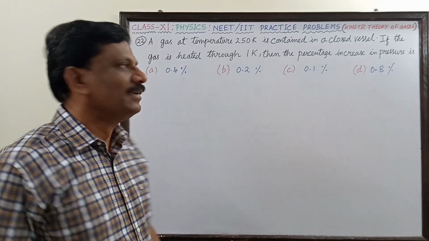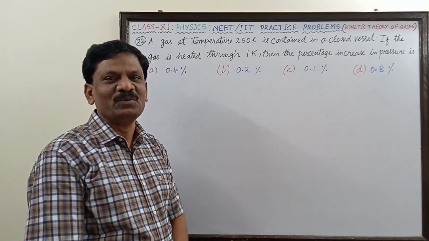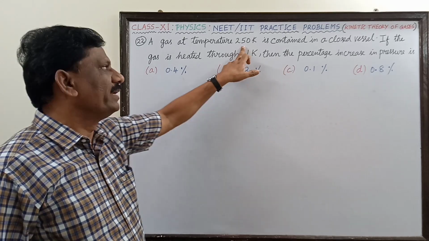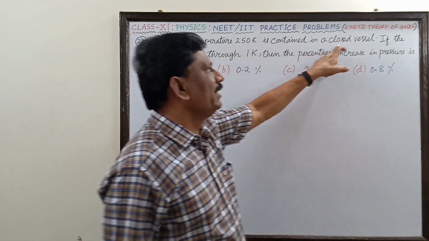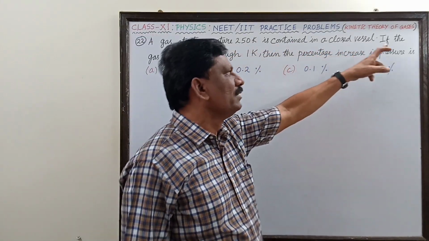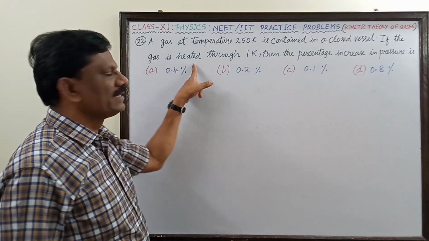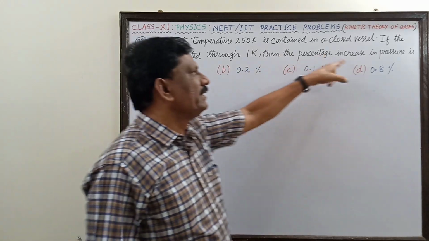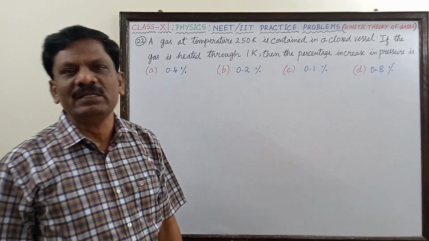Hi students, MCQ number 22. A gas at temperature 250 Kelvin is contained in a closed vessel. If the gas is heated through 1 Kelvin, then the percentage increase in pressure has to be determined.